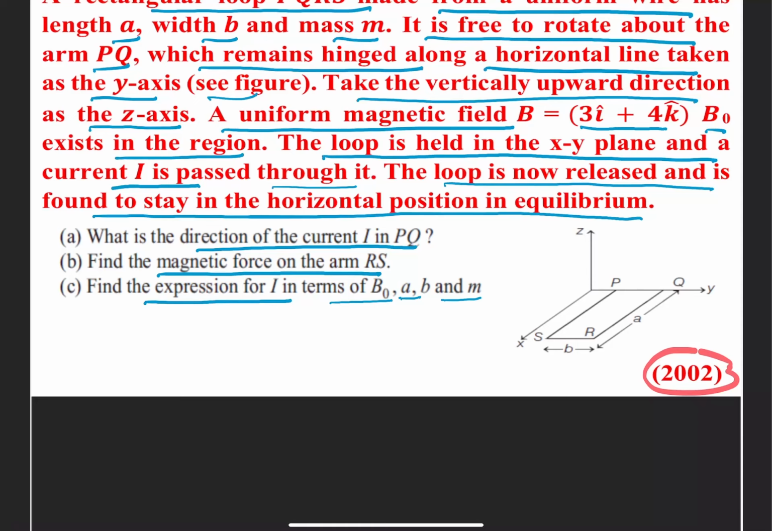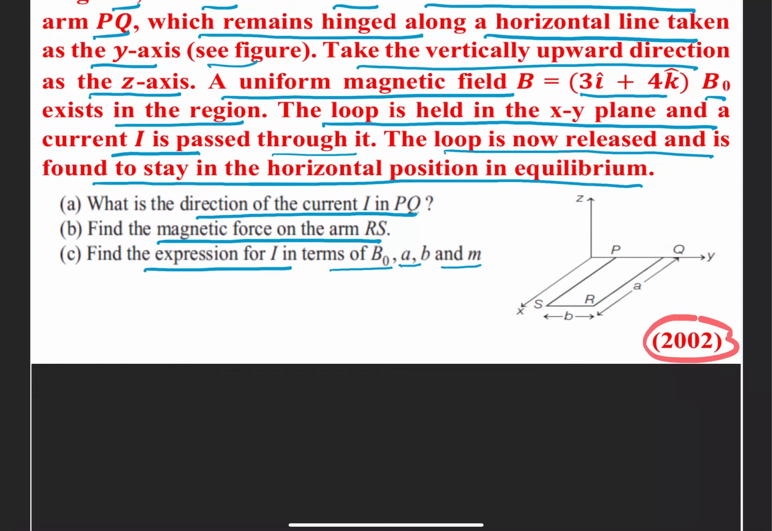So here we have the figure. It is given that we have this PQRS, and it is hinged at this axis, so that it is able to freely rotate about this axis. The length is given as A and the width is given as B, and it is released. It is said that this is in equilibrium.